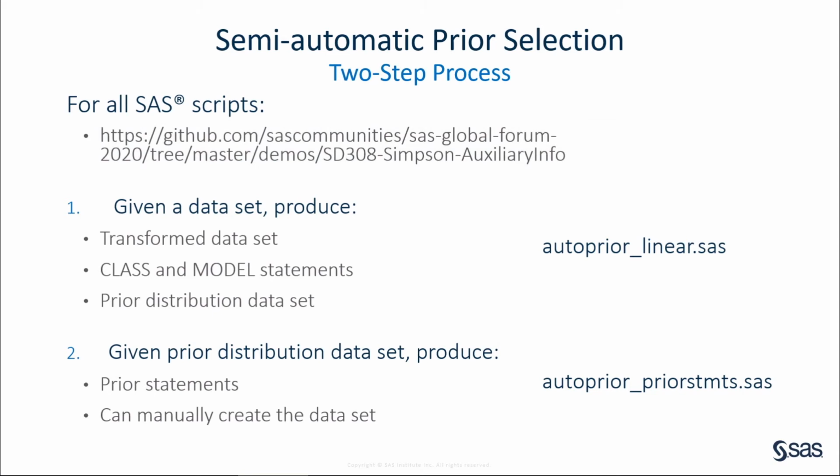In the first step, you pass a data set to a SAS script called autopriorlinear.sas. That script transforms the data set and produces class and model statements to fit a regression in PROC QLIM. It also creates a prior distribution data set. In the second step, you pass the prior distribution data set to the SAS script prior statements.sas. This produces the prior statements for PROC QLIM or PROC COUNTREG. You can also manually create the prior distribution data set if you like.